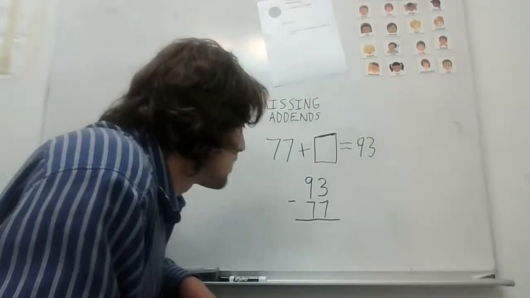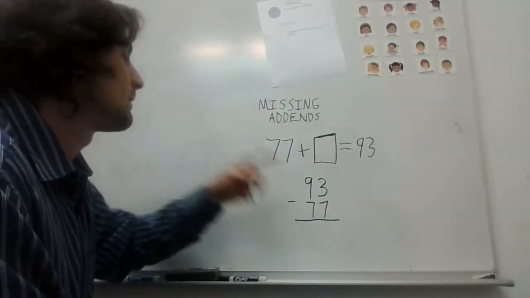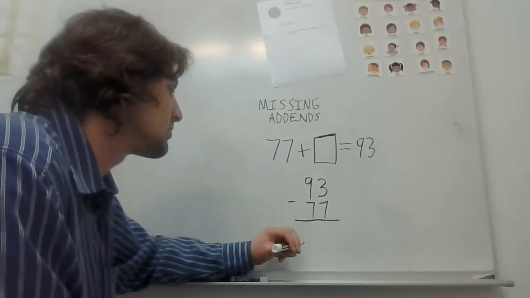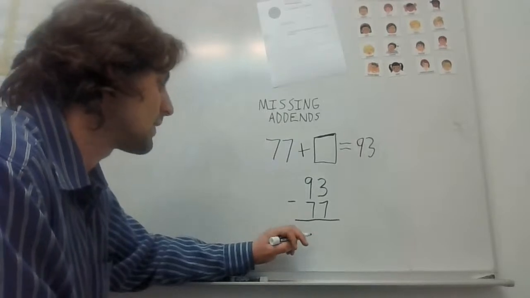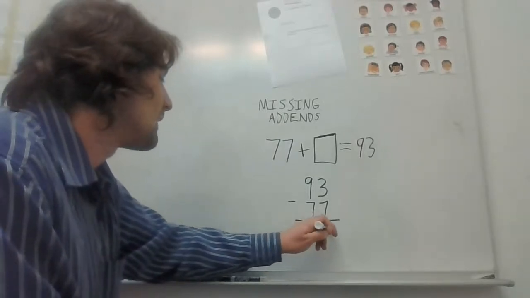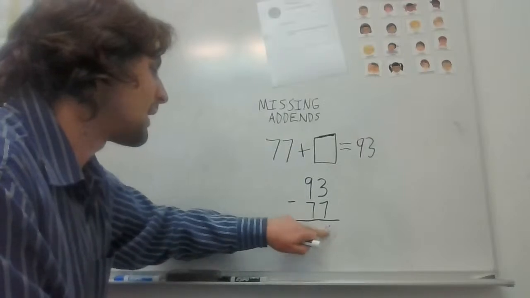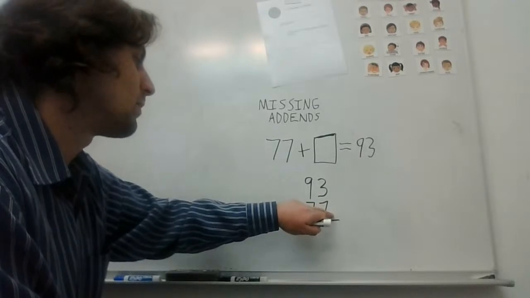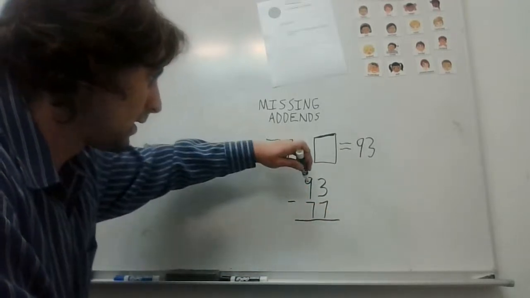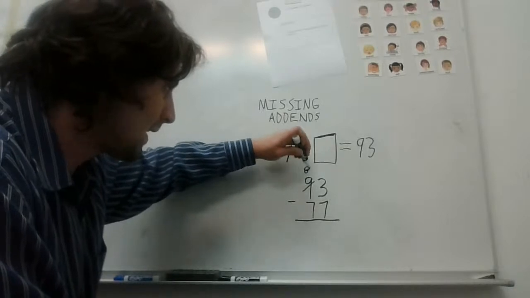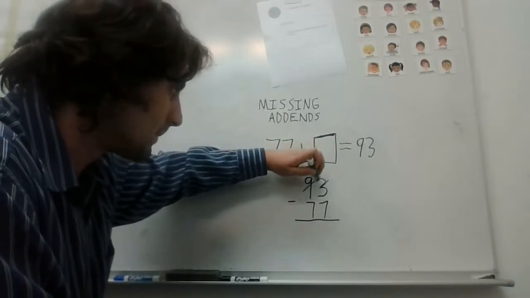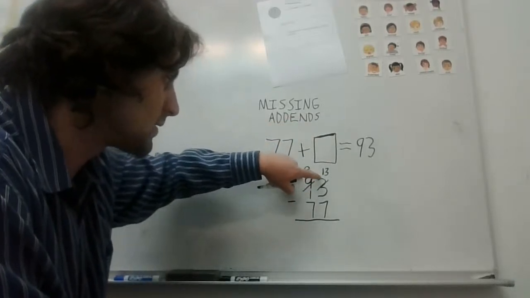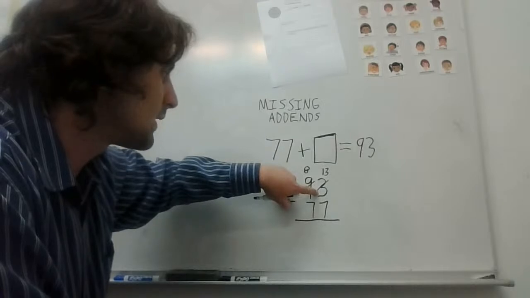All right. So 93 minus 77. Now, again, we cannot start with 3 and take away 7. The big mistake that I see a lot of students make is they just do 7 minus 3 and they put 4 down there. That is not what we do, because the bigger number is on the bottom, so we have to regroup. The 9 is going to become an 8 and the 3 is going to become a 13, because we took a 10 from the tens place and added it to the ones place.